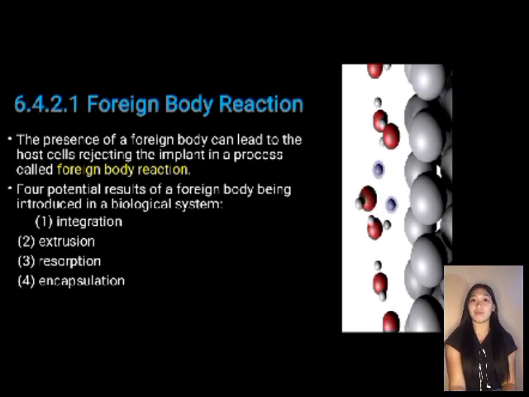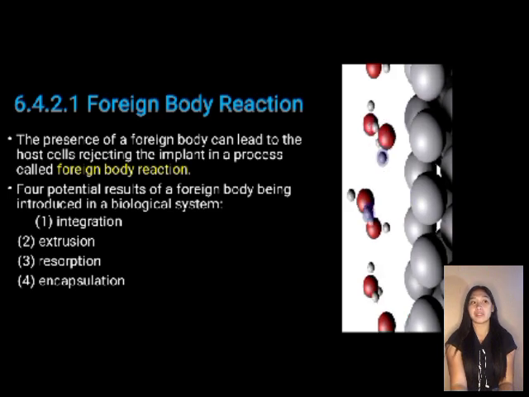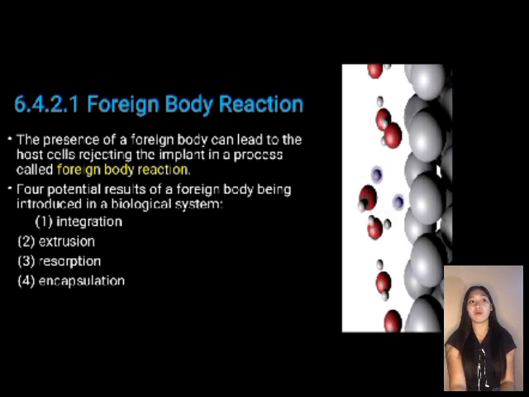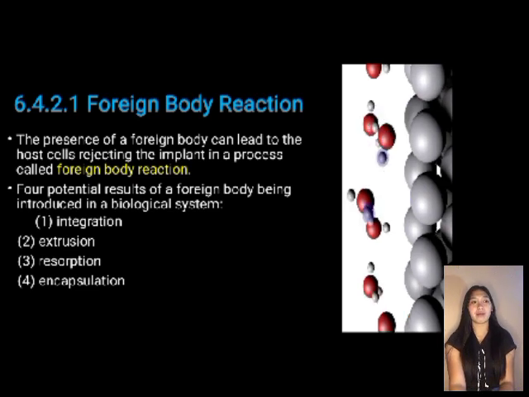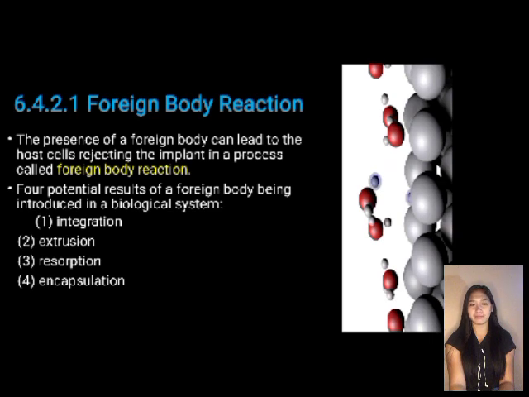So now, let us move on to the foreign body reaction. The presence of a foreign body can lead to the host cells rejecting the implant in a process called foreign body reaction. We have four potential results of a foreign body being introduced in a biological system. First, we have integration. Second, we have extrusion. Third, we have resorption. And fourth, we have encapsulation. Next.